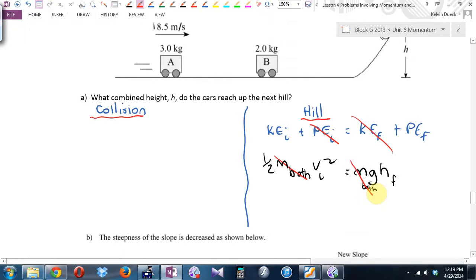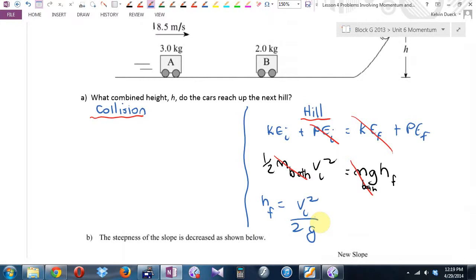What are we trying to find? H. Let's get the H by itself. How? If you do that, you're going to get the final height is V initial squared divided by G. And I'll put a 2 in the bottom instead of timesing by a half because that's the same thing. Do I know G? 9.8. Not negative because we're doing scalar.